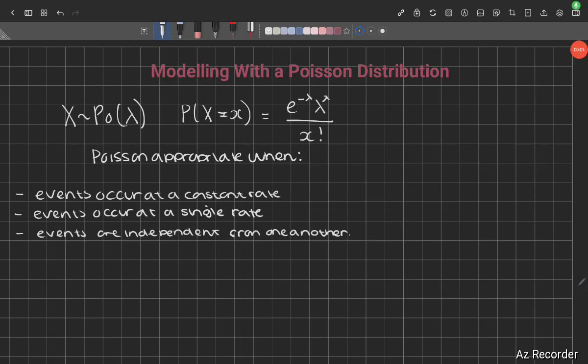In this video we'll be modelling with the Poisson distribution. The first thing that we're really going to get into is when it's appropriate to use the Poisson distribution. Firstly, when the events occur at a constant rate. Secondly, when the events occur at a single rate, and when the events are independent from one another. And we'll go through two examples, and we'll explore this and it'll become a lot more clear.